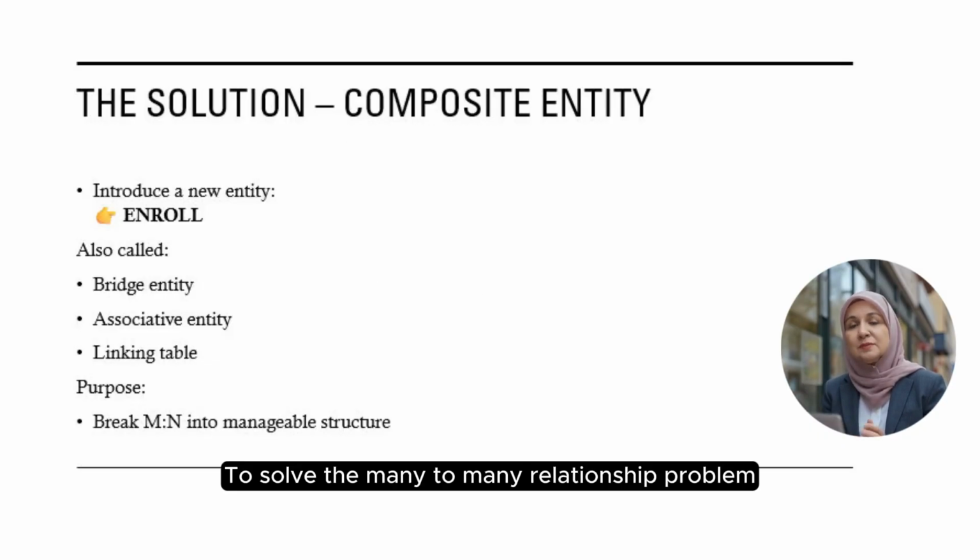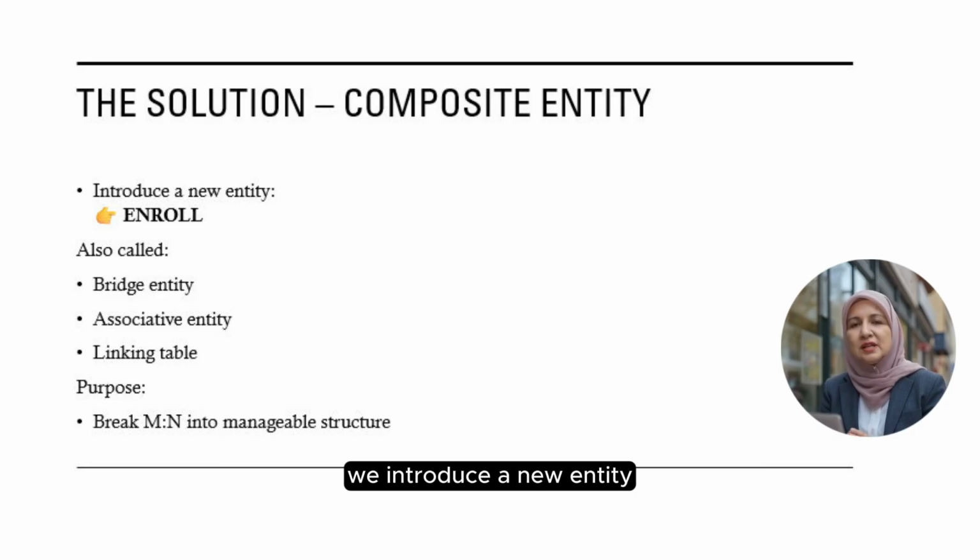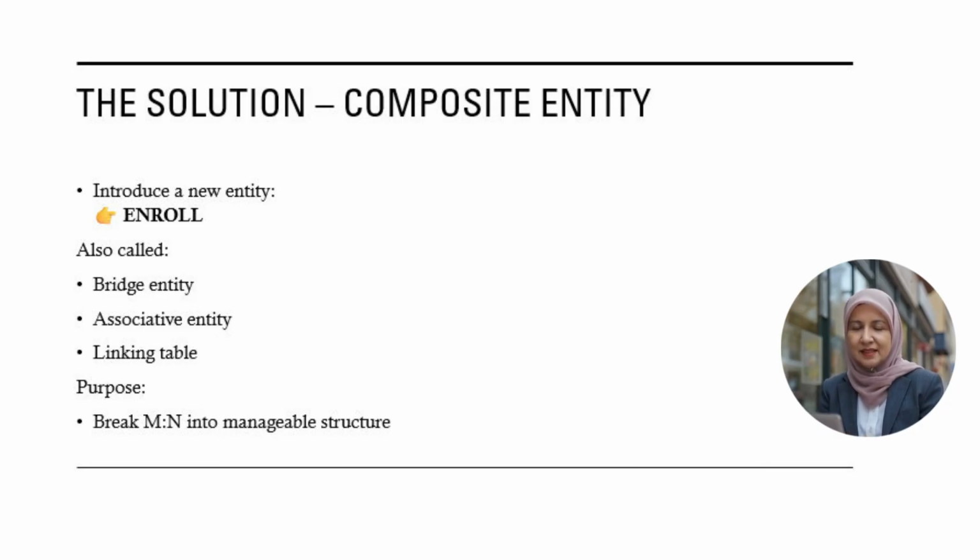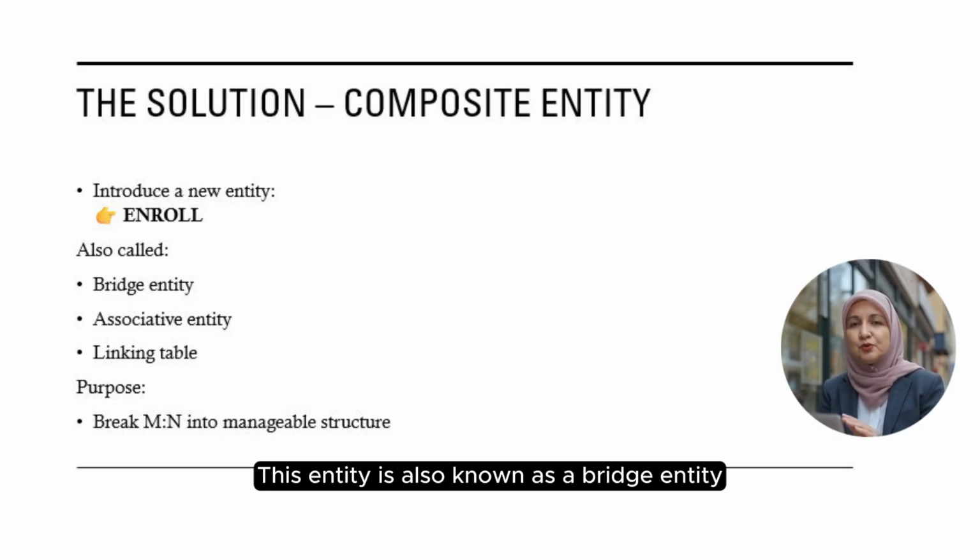To solve the many-to-many relationship problem, we introduce a new entity. This entity is also known as a bridge entity, associative entity, or linking table. In this example, it's called enroll, and its purpose is to break the many-to-many relationship into a more manageable structure by connecting student and class properly. With this approach, we can avoid redundancy and organize the data more efficiently.